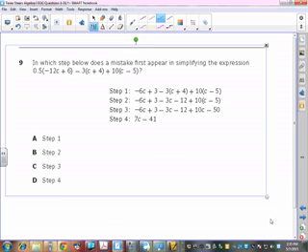Number 9. This person is trying to simplify that expression. Looks like they're doing a lot of distributive. A good easy thing to remember is 0.5 is the same thing as a half, right? What's a half times negative 12c?